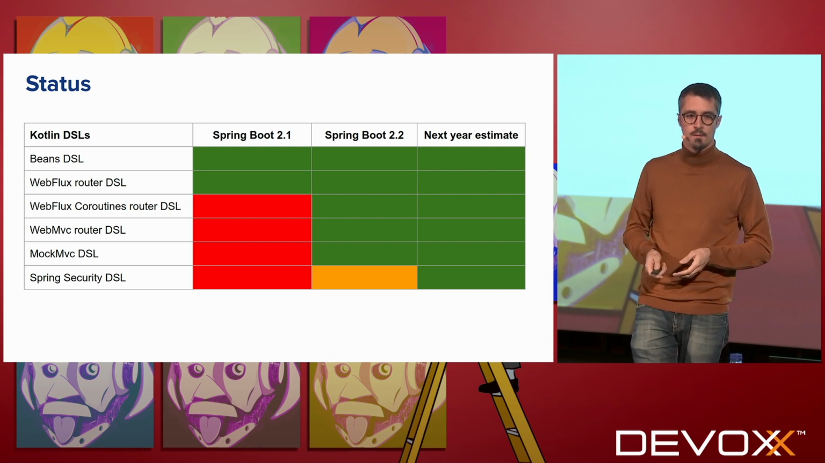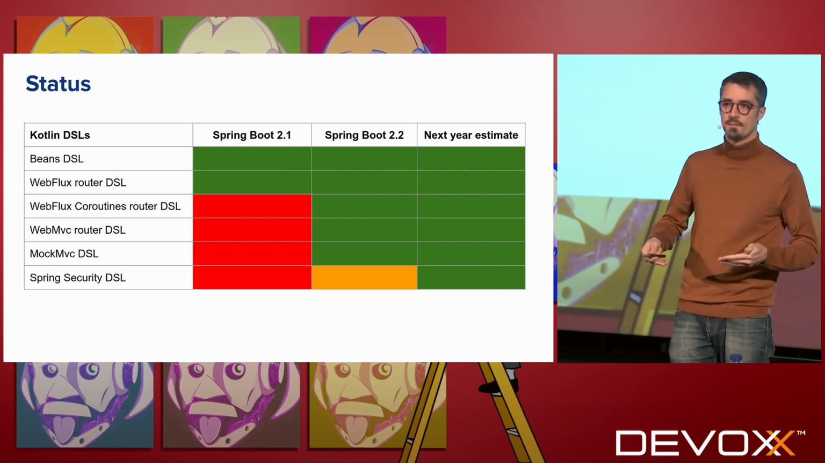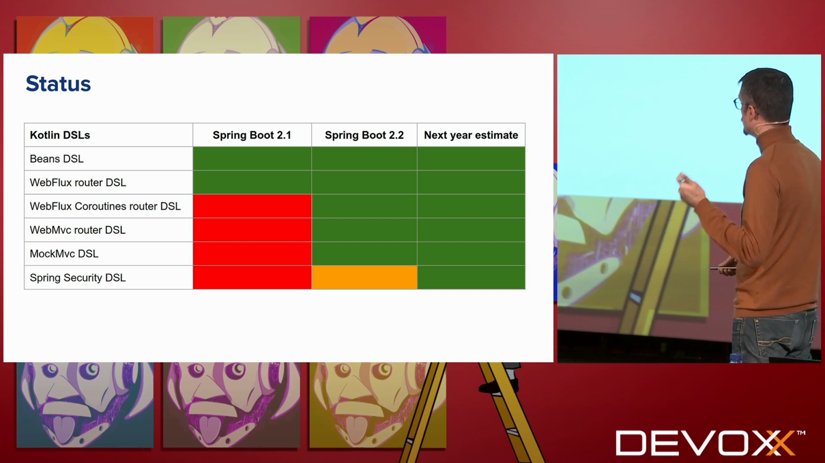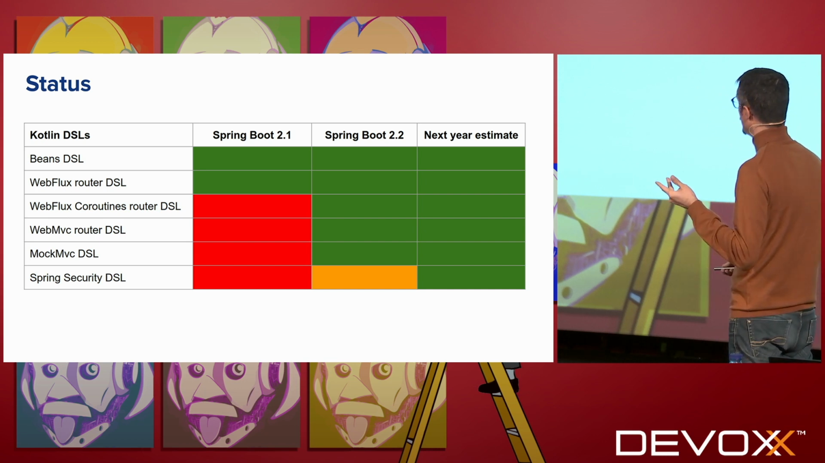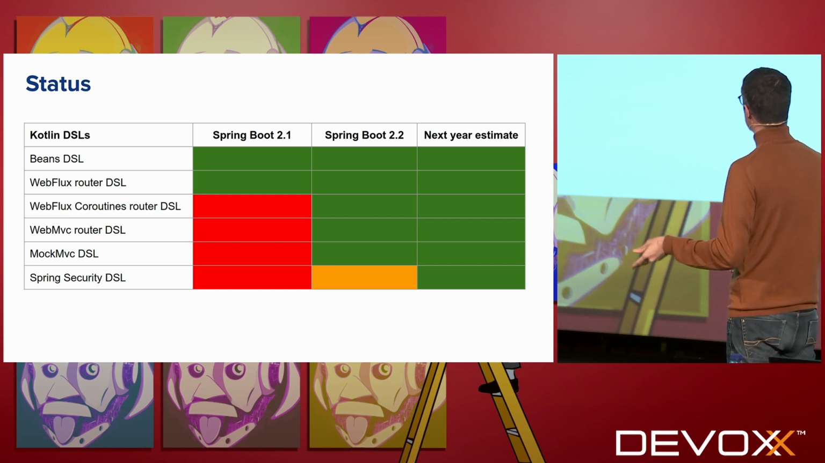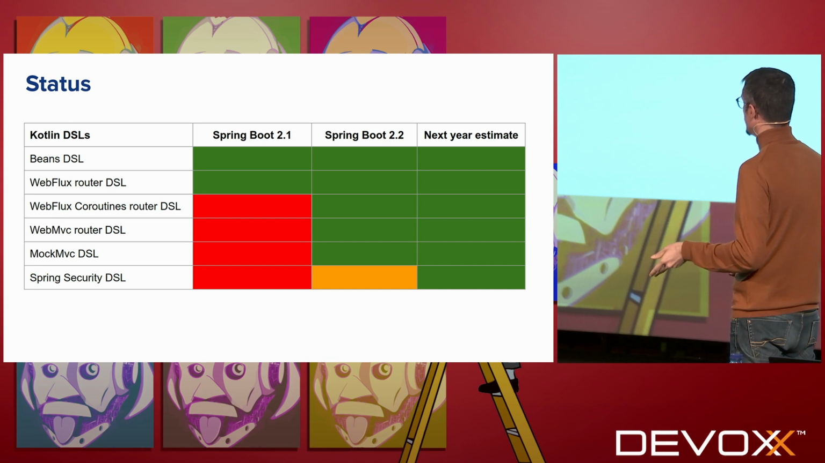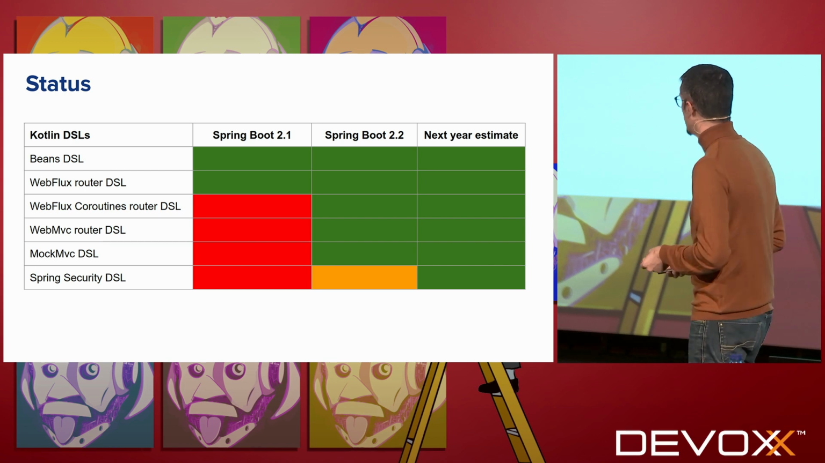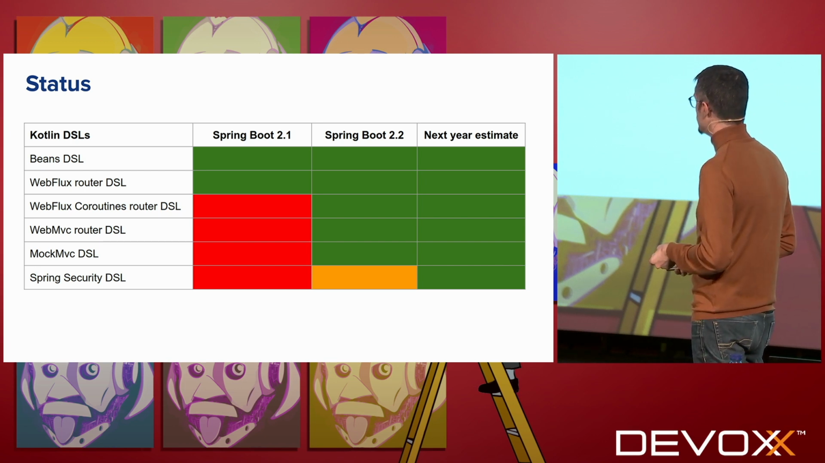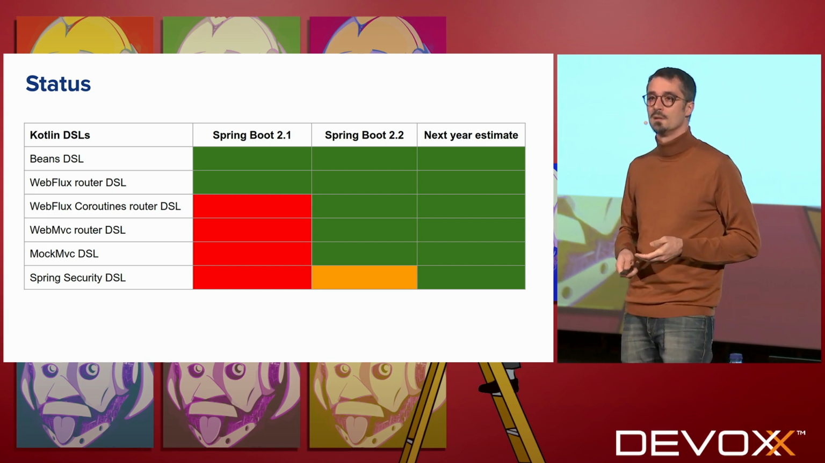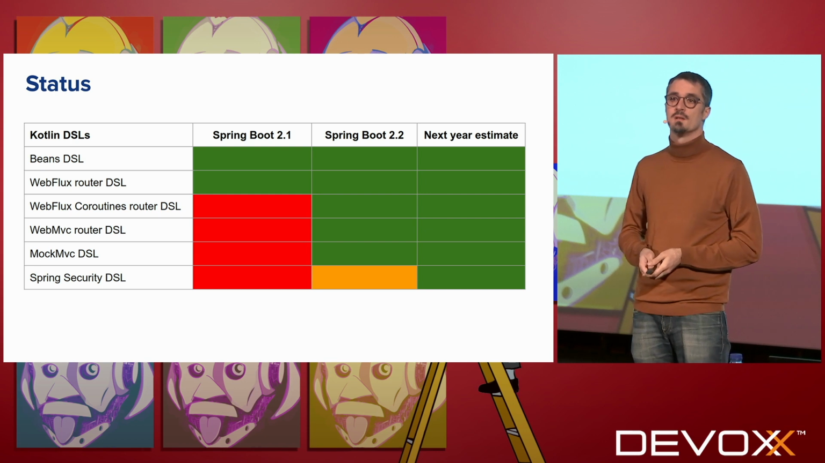I provide another status table because there are a lot of features. So to make it clear what is supported with Spring Boot 2.2, we support the beans DSL, the WebFlux Router DSL, the coroutine router DSL that we are going to see later. There is this new WebMVC router DSL, and we also have a mock MVC DSL, which has been contributed by the community. And the Spring Security DSL is in experimental mode, and all these DSLs will be supported in a production-ready fashion next year.